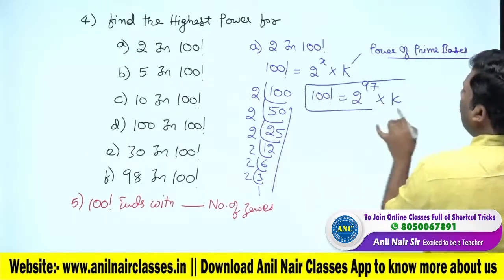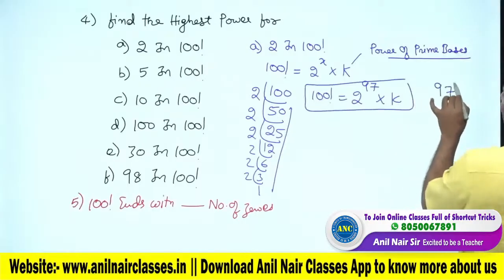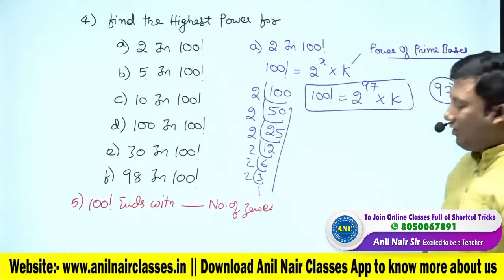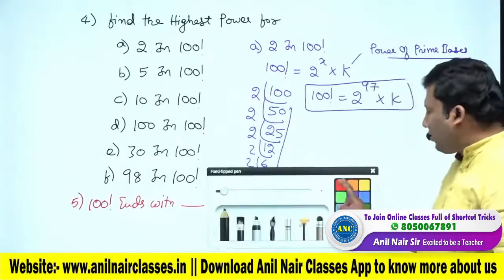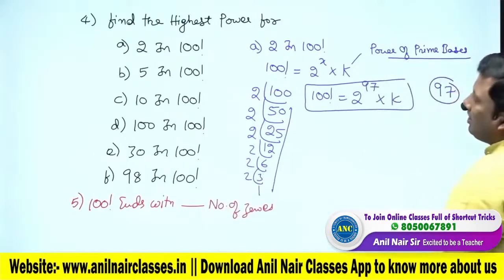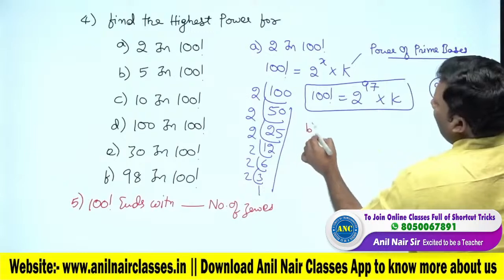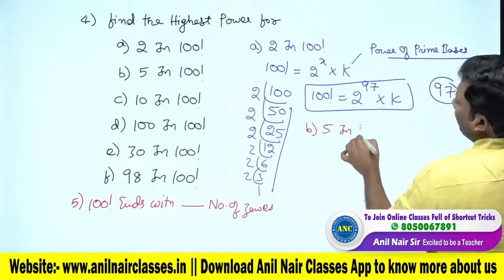Highest power of 2 in 100 factorial: the answer for this question will be 97. First question, very, very easy question. Second one: 2 is a prime number, 5 is also a prime number.